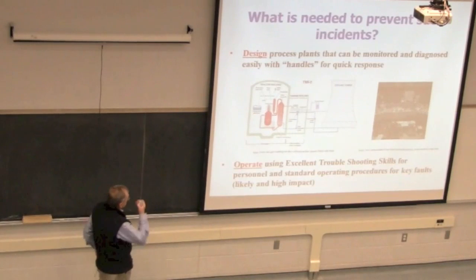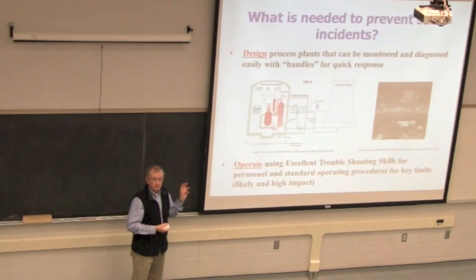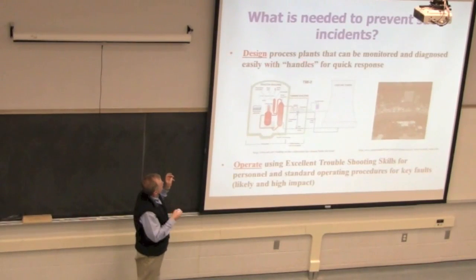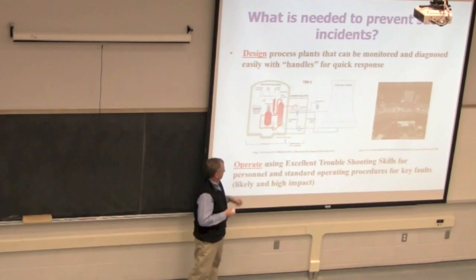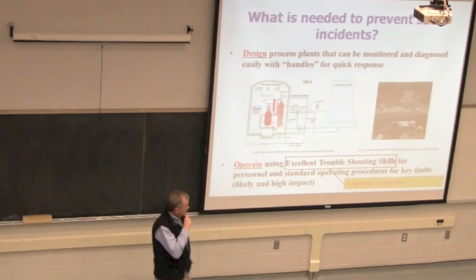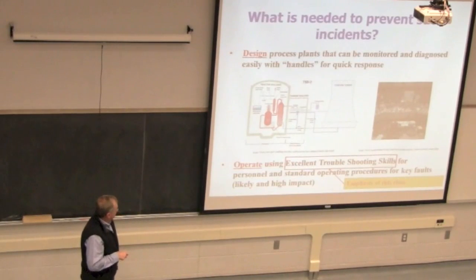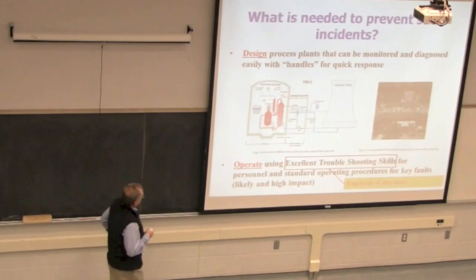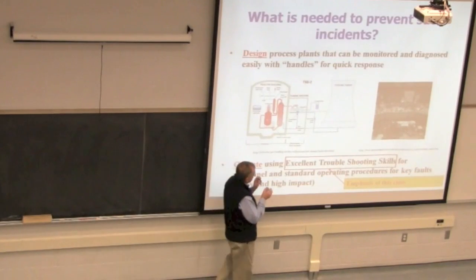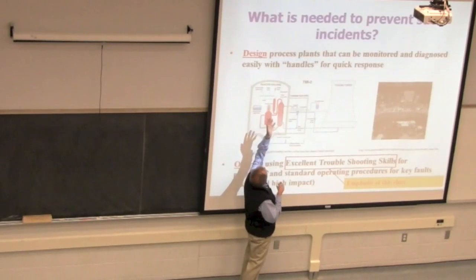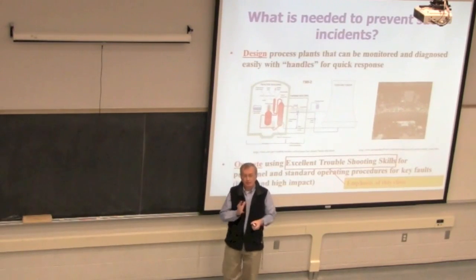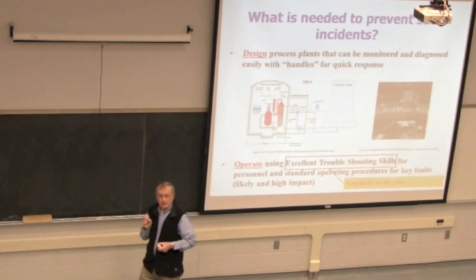Then we have to be able to operate the plant well. So we have to have the capabilities to operate it well. Then we have to have the skills to operate the plant well. And what we're going to concentrate on now is the troubleshooting skills. Now once we have these skills and we do some examples, we can go back up into the design and see, oh, now I kind of understand what extra I need in the design.